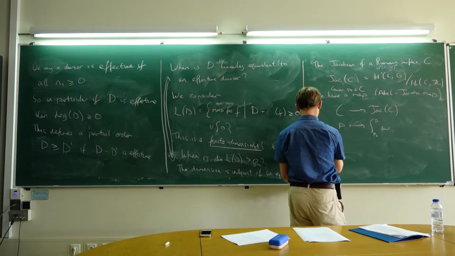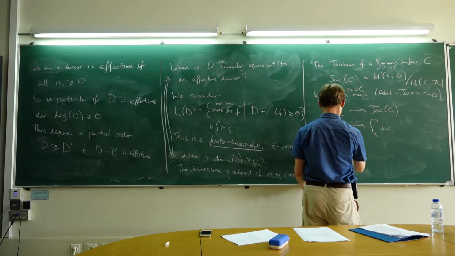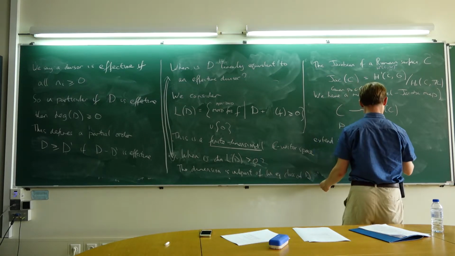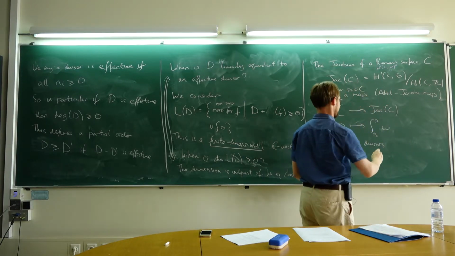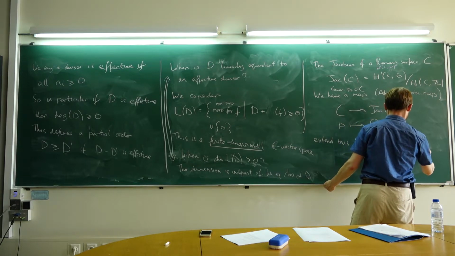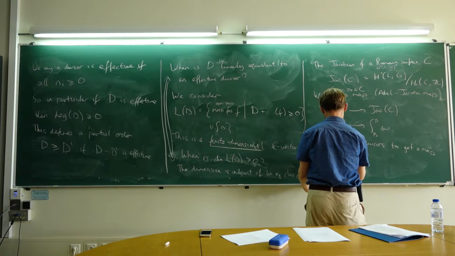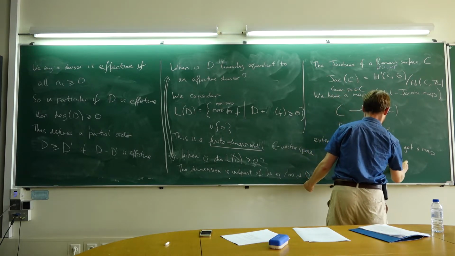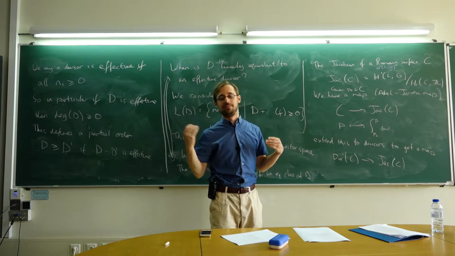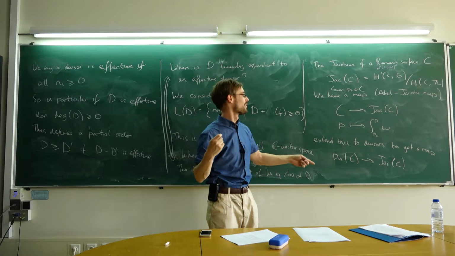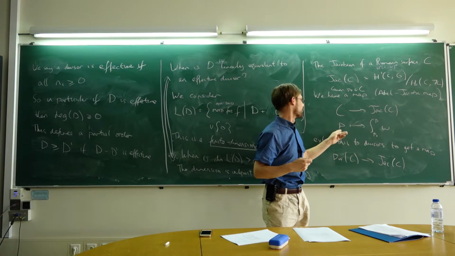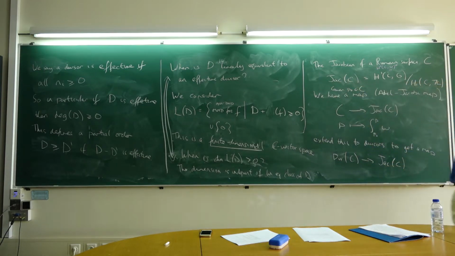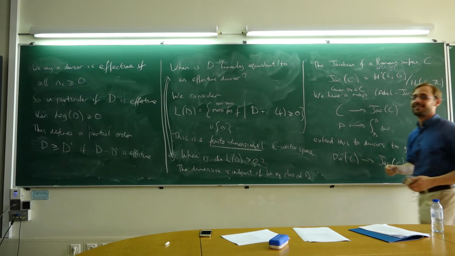Right, and you can extend this to divisors, in the sort of obvious way. A divisor is just an integer sum of points. So if I want to extend this map to divisors, I just apply the map to each point and add up the result.